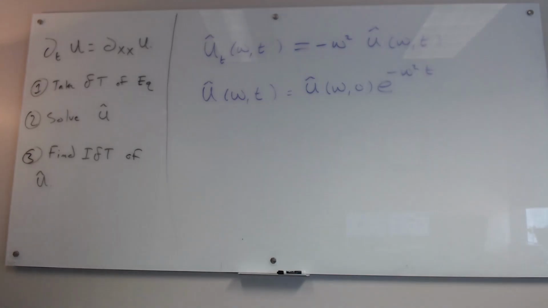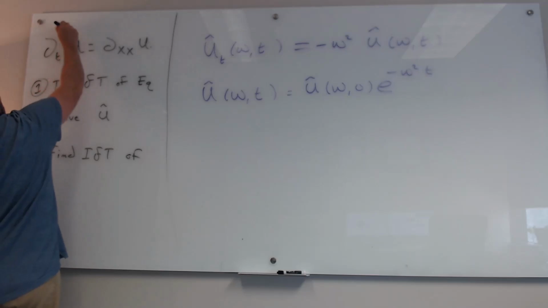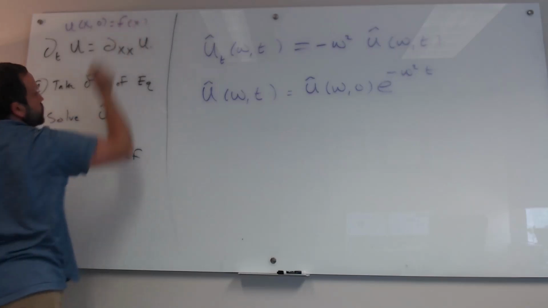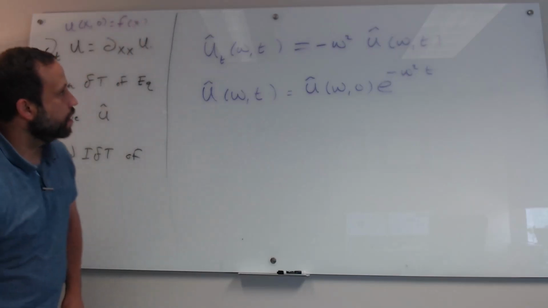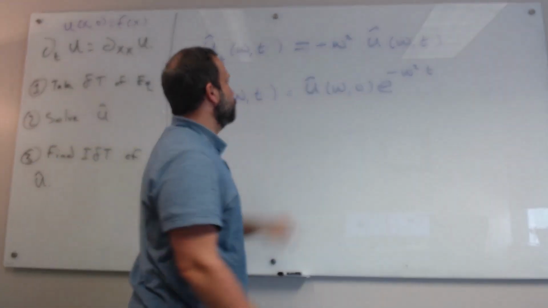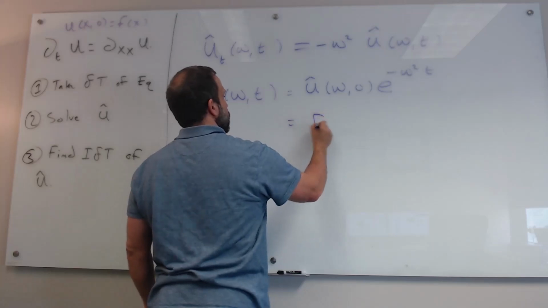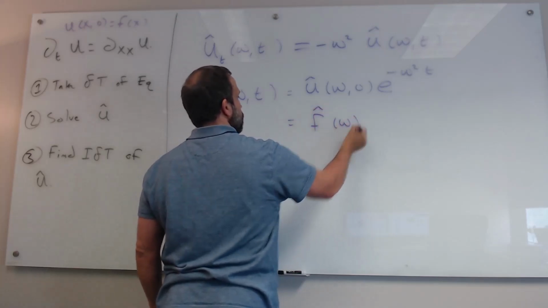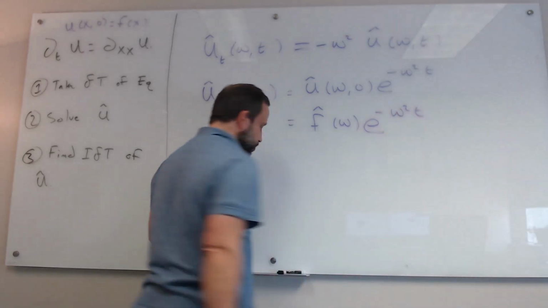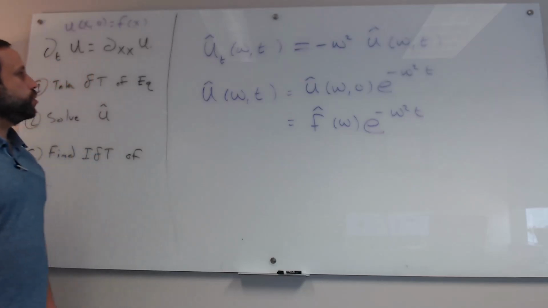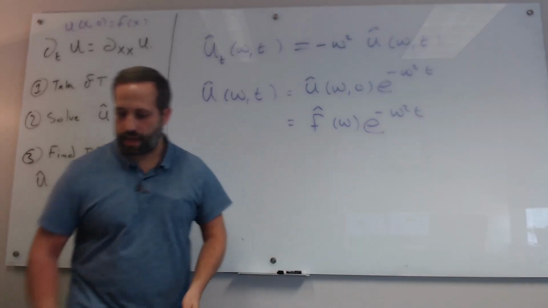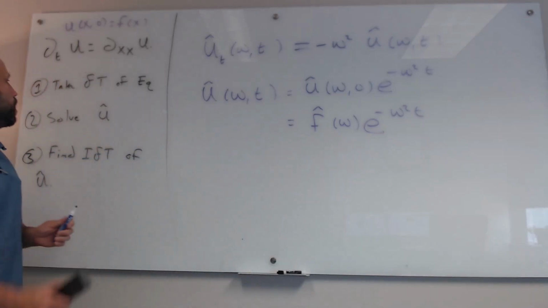Okay, and I've done this twice already, so I'm not going to redo this. I meant to say up here, in addition, let's assume we know that u of x0 is equal to f of x, just so we have something to write down. So then, if u of x0 is equal to f of x, this right here is just the Fourier transform of f. And so this is f hat of omega times e to the minus omega squared t. So u hat of omega t is equal to f hat of omega times e to the minus omega squared t. Okay, so we just did step 2.